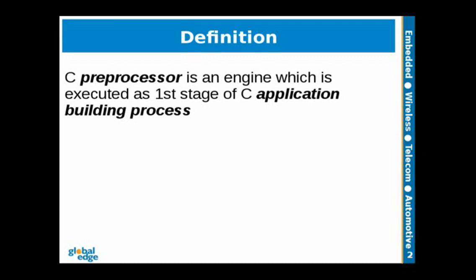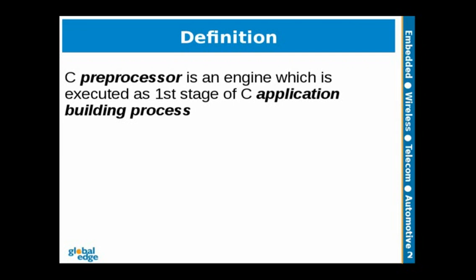You need to really underline or note the words application building process. It is not the compilation process, because as the name itself says, it is pre-processing. Pre-processing means it is doing something before some processing. So what is that processing? Compilation processing. So the name itself suggests that it cannot be part of the compilation process. It is beyond, or pre-compilation process, right? Or to expand it, I would say C pre-compilation process. So it's an engine which is executed as the first stage of C application building process.